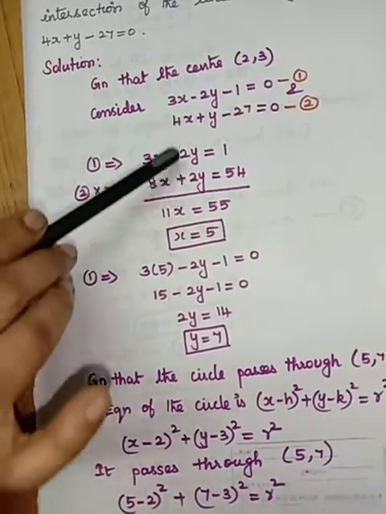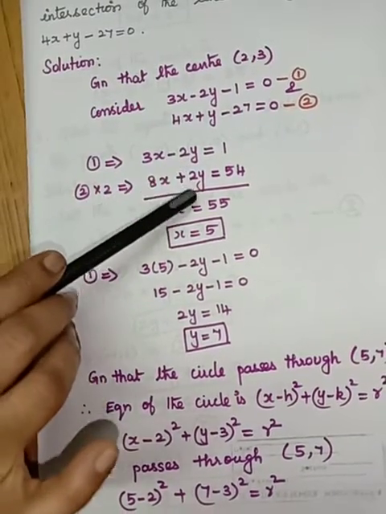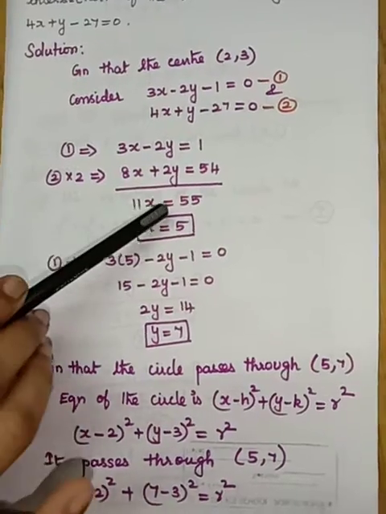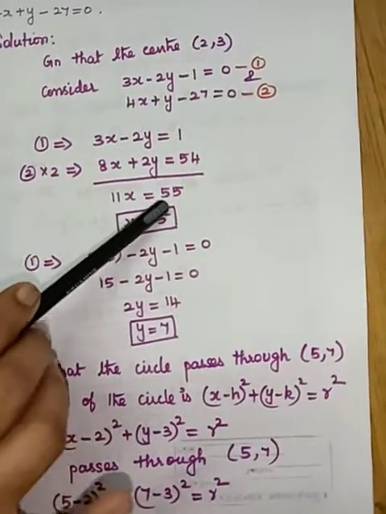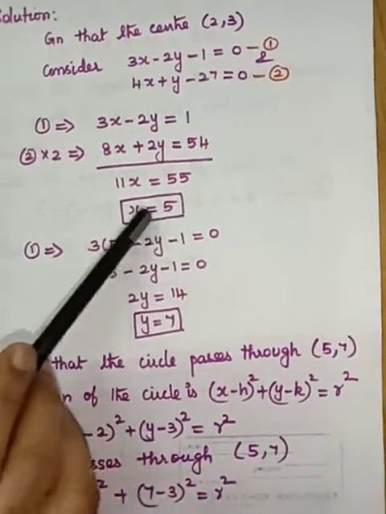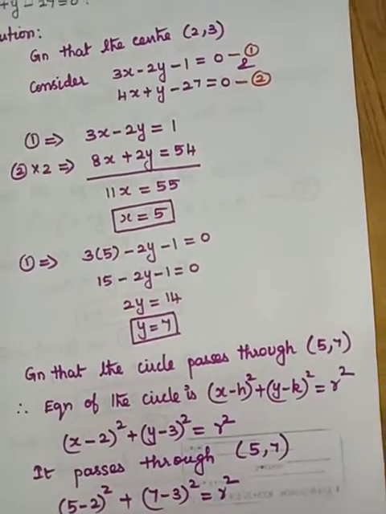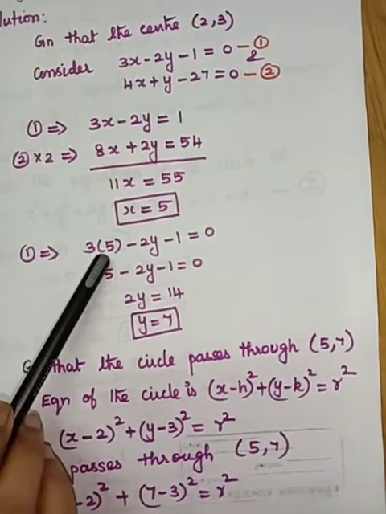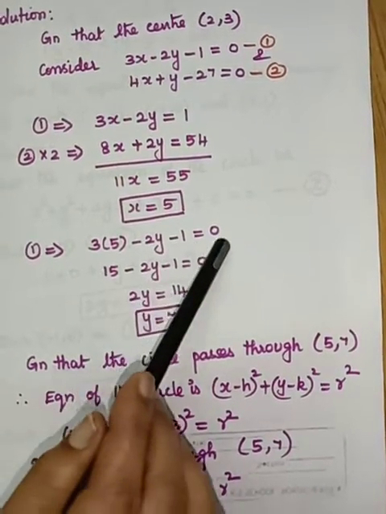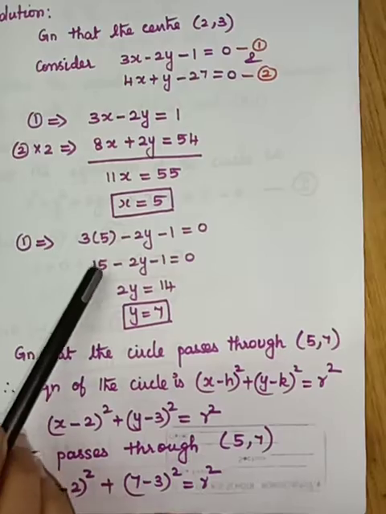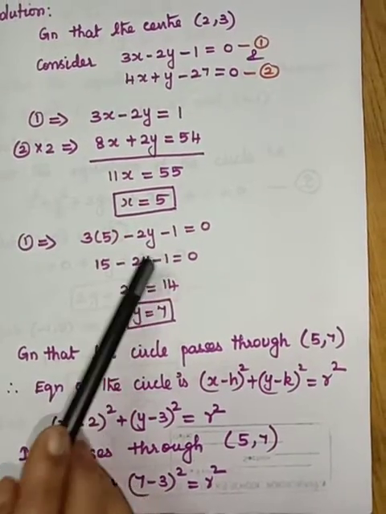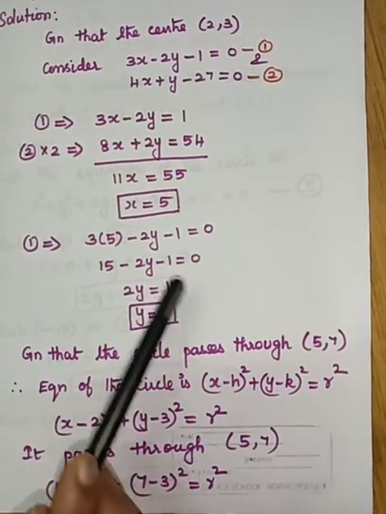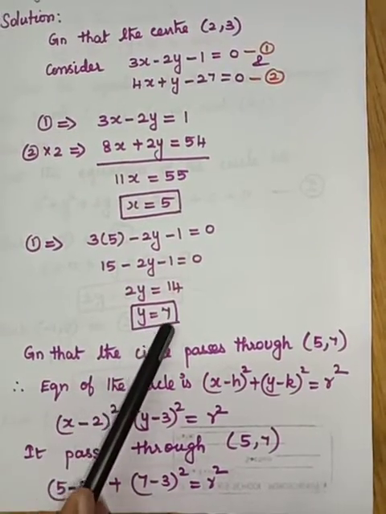So while solving, just adding these two equations, minus 2y and plus 2y get cancelled. 3x plus 8x is 11x. 11x is equal to 1 plus 54, which is 55. So x is equal to 5. Substitute x equal to 5 in the first equation: in the place of x I have substituted 5, minus 2y minus 1 is equal to 0. So it is 15; what is 15 minus 1? That is 14. Taking minus 2y to the other side, it is plus 2y. So 2y is equal to 14, y is equal to 7.